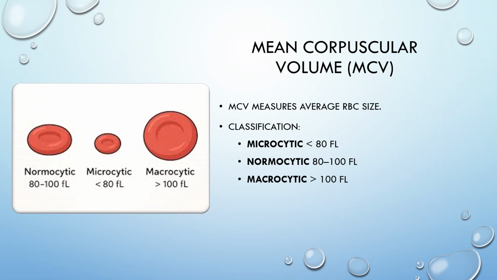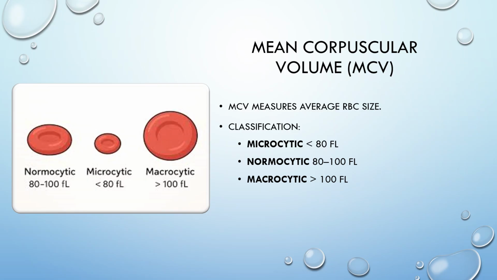Instead, it tells us the overall average size of the population. So it's entirely possible for a patient to have both small and large cells present in circulation while still having an MCV that falls within the normal range. That's one reason why we always correlate the MCV with other indices, especially RDW, and with the peripheral blood smear.